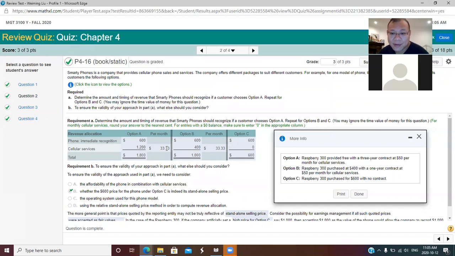Then for option B, even though it's purchased at 400 for a 1-year contract for $50 per month, it's 600 for the immediate recognition. Whatever is left is 400 for the cellular service, and this is a 1-year contract, so you divide that by 12, right? Yeah, then that's everything.